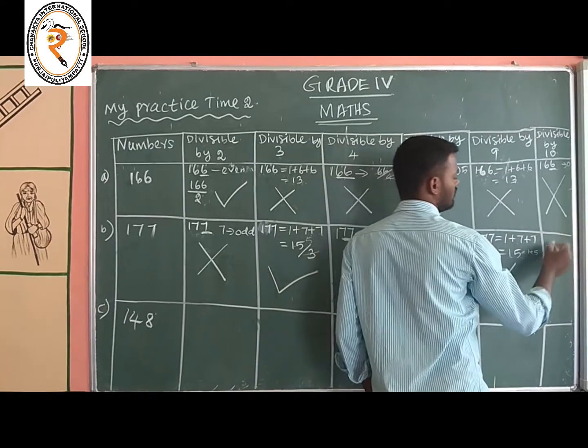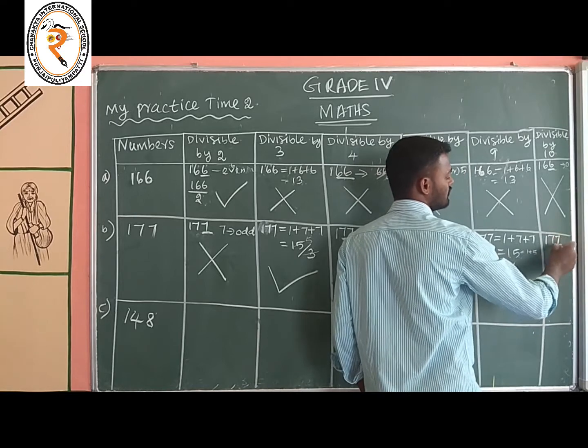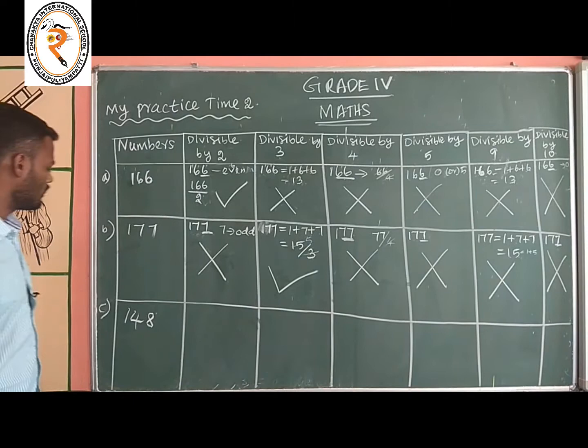Divisible by 10: if the unit digit is 0, the number is divisible by 10. The unit digit is 7, so 177 is not divisible by 10. And next one.